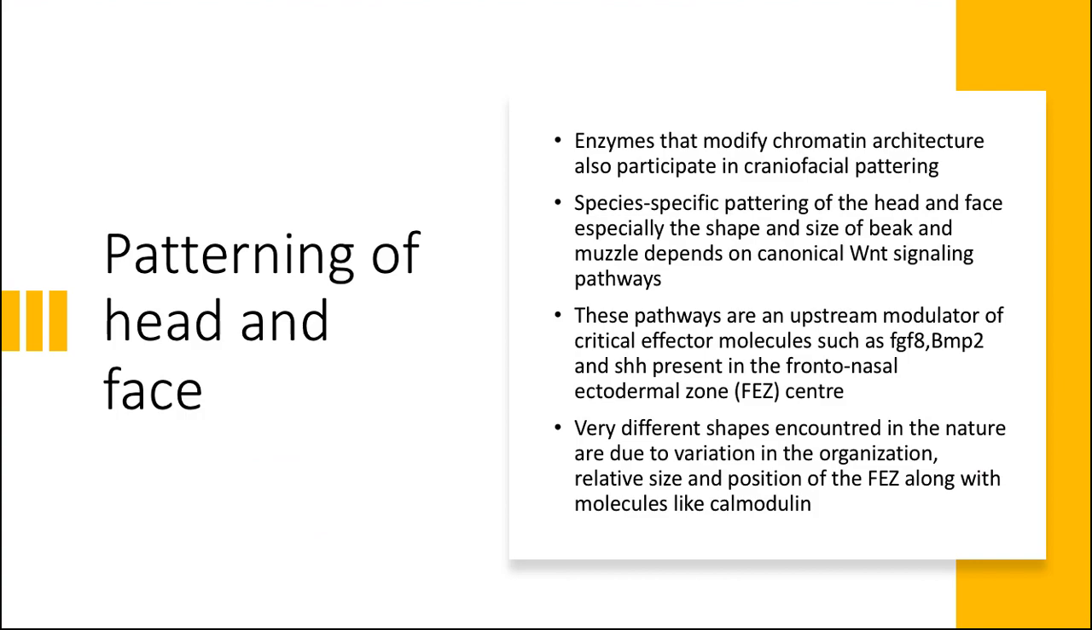Very different shapes encountered in nature are due to variation in the organization, relative size, and position of the FEZ, which is the frontonasal ectodermal zone or center, along with molecules like calmodulin. The calmodulin and FEZ center, their variation and different organizations, sizes and positions give rise to different types of head shapes that we encounter in this universe.